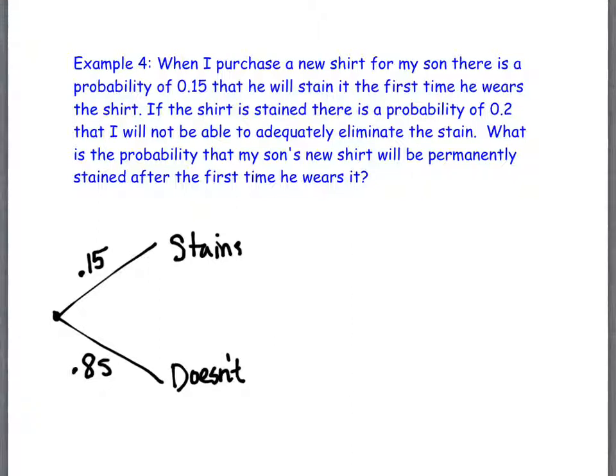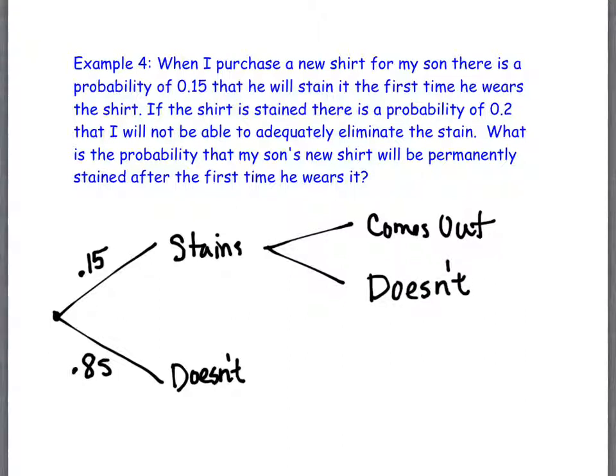Like we said, the doesn't branch is done, but the stained branch is not. He stains it, he comes home, I'm not happy. What happens next? We try to get the stain out. So, there's 2 options. Yeah, it comes out, and it doesn't. What's the likelihood it comes out? 0.8. And the likelihood it doesn't is 0.2. It says up here, 0.2, that I will not be able to get that stain.